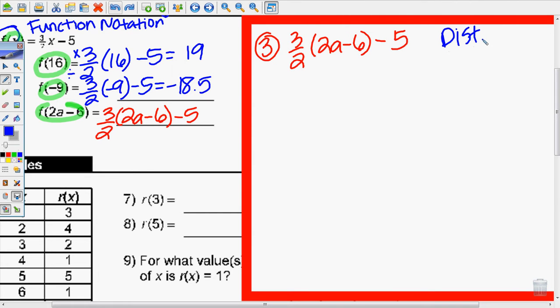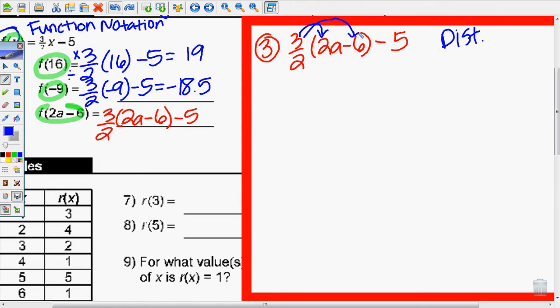Our distributive property, I call it climbing the mountains. You got to climb the first mountain, woo. You climb your second mountain, dang. Okay? So I end up with 3 halves times 2a minus 3 halves times 6 minus 5.